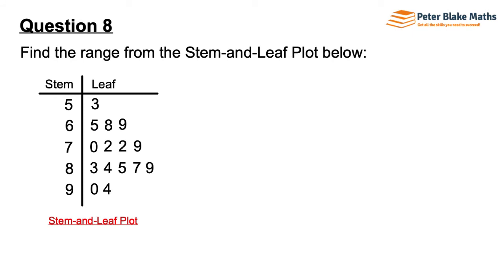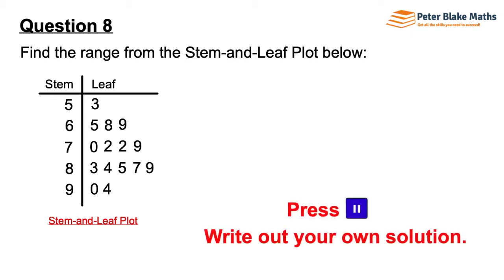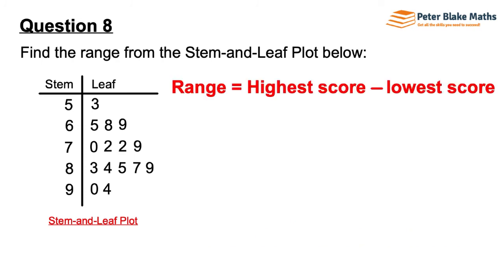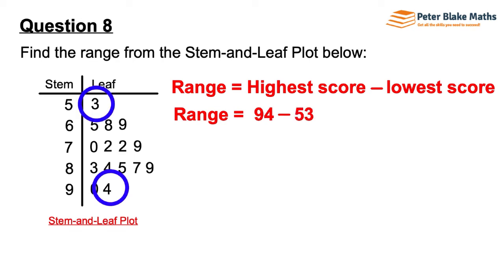Question 8. Find the range from the stem and leaf plot below. Range is the highest score minus the lowest score, so let's have a look at that. Our highest score is 94, not just 4 but 94, that's the largest value there. And our lowest score is 53.